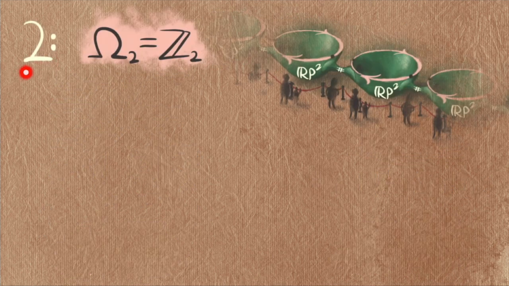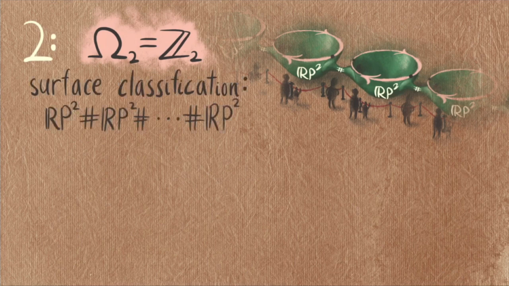Next we have dimension 2, and in this case, the cobordism group of dimension 2 is, again, just Z2. But for this one, it's the first case where this isn't really immediate. There's some work we have to do to show this. And we're going to do this using the surface classification theorem, which says that every surface is homeomorphic to a bunch of copies of RP2 connected summed together.